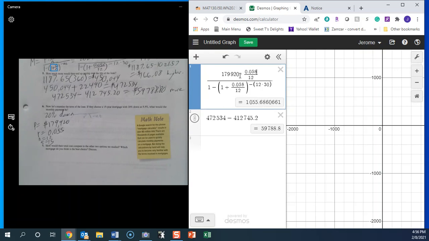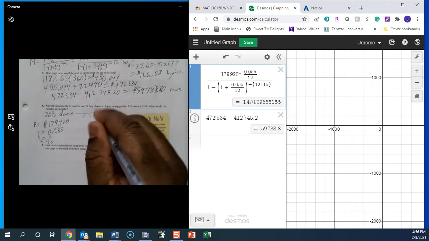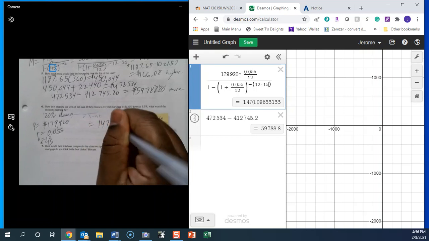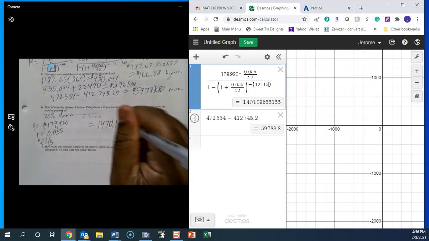179,920. Numerator. We go down here, and then it'd be 12 times 15. And that will have our monthly payment at $1,470.10.